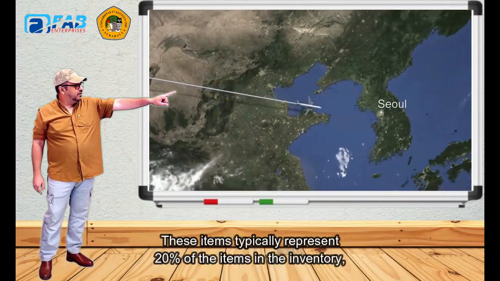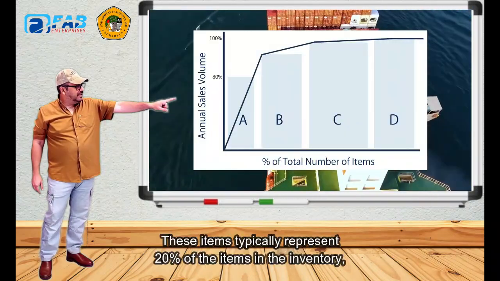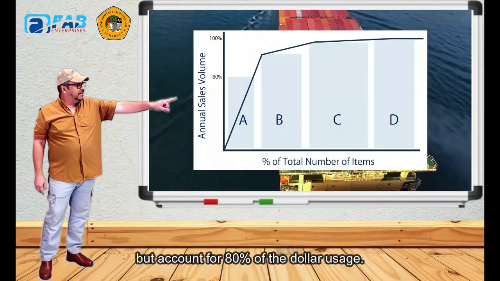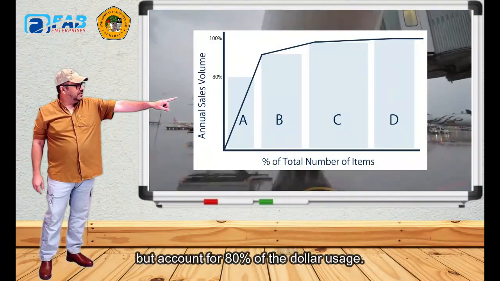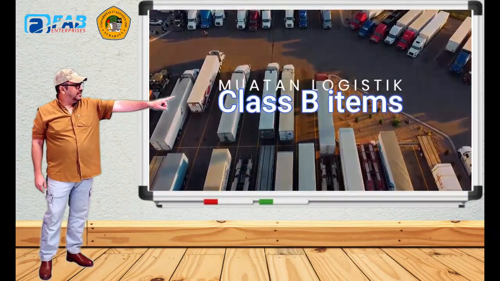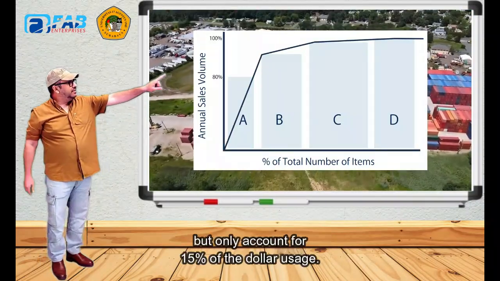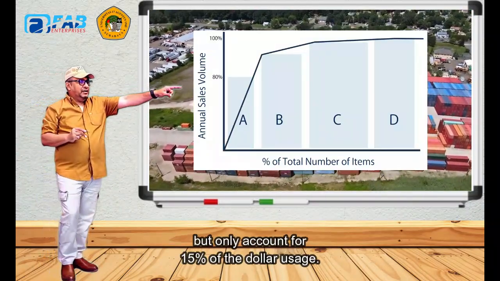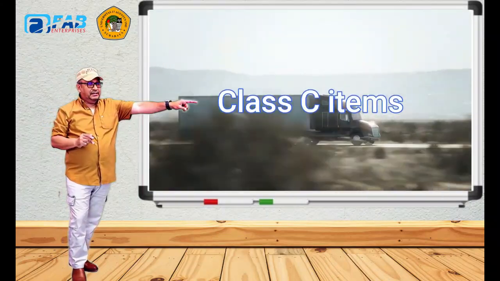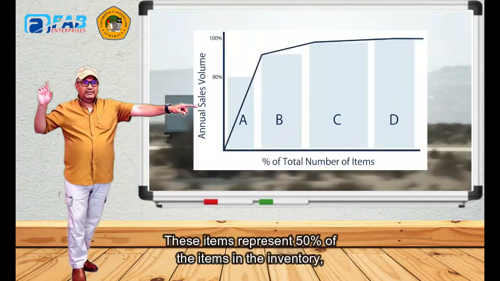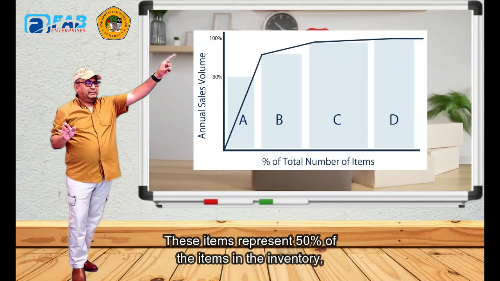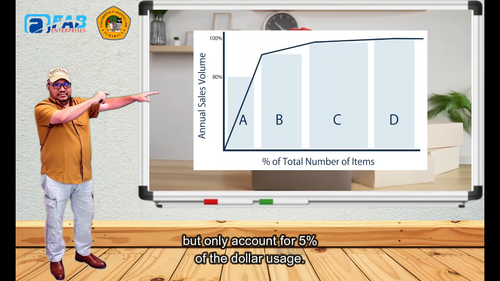Class A items. These items typically represent 20% of the items in the inventory but account for 80% of the dollar usage. Class B items. These items represent 30% of the items in the inventory, but only account for 15% of the dollar usage. Class C items. These items represent 50% of the items in the inventory, but only account for 5% of the dollar usage.